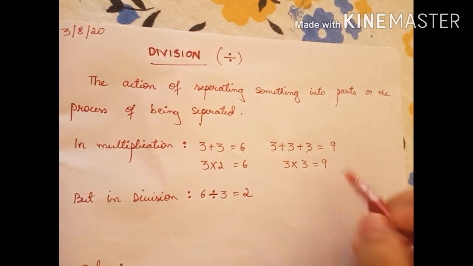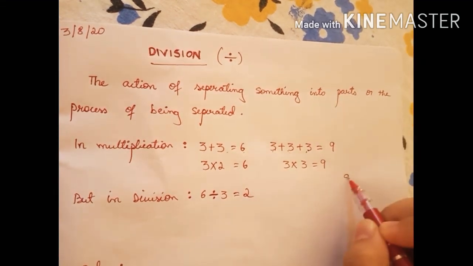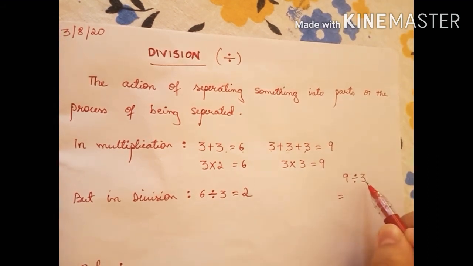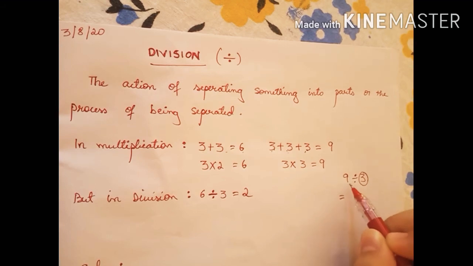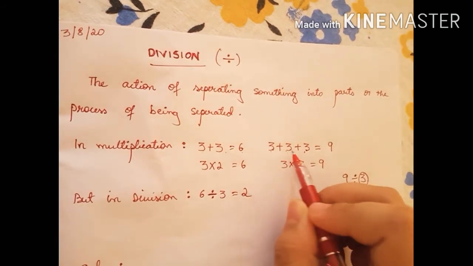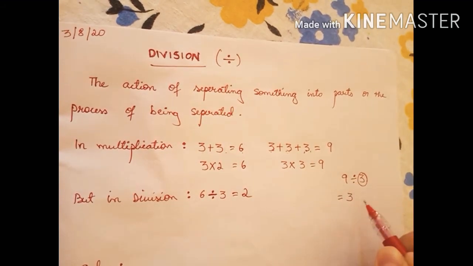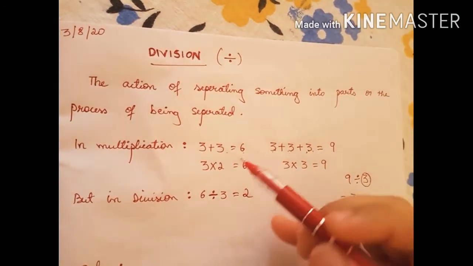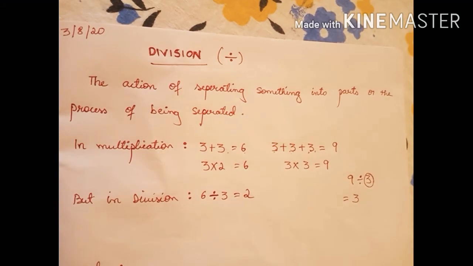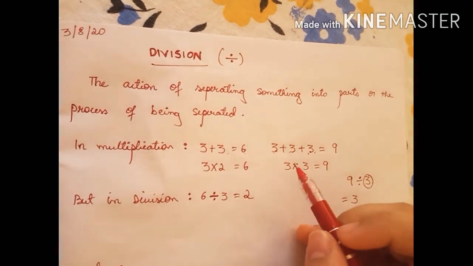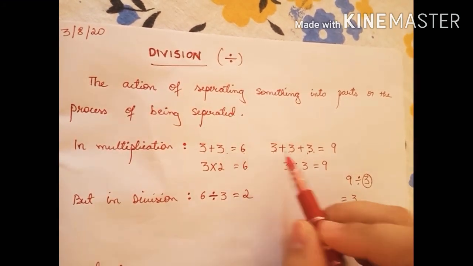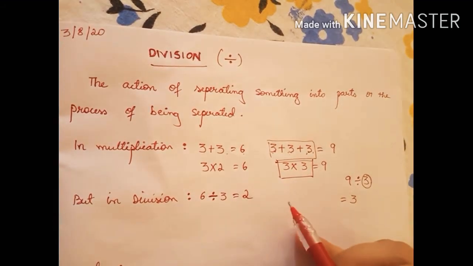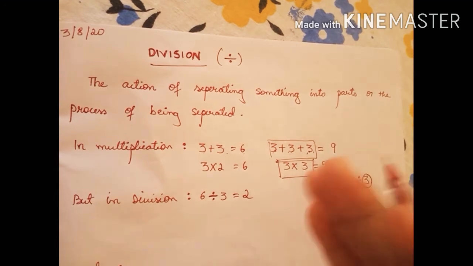But in division, we have to find out, like, 9 divided by 3 means how many times 3? How many times 3 will make 9? How many times? 1, 2, 3. So the answer is 3. This is the difference. It is the opposite. Multiplication and division are opposite to one another. In multiplication, you multiply, you add up all these things. But in division, you have to split them into parts.